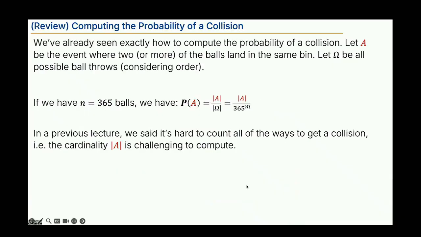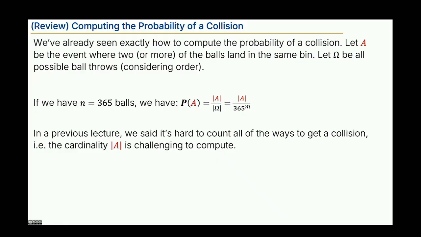Okay. Now, we already know how to solve this. So again, this is just review. How did we do it? Well, we defined A as the event where 2 or more of the balls land in the same bin. You can already feel the union bound coming somewhere. Okay. Let's say omega is all the possible ball throws considering order. Well, we said if we had 365 balls, for example, then the probability of getting a collision would be the cardinality of the set A over 365 to the m. And in a previous lecture, we said, I don't know how to figure out the cardinality of A. It's too hard. So what did I do instead? Anyone remember?